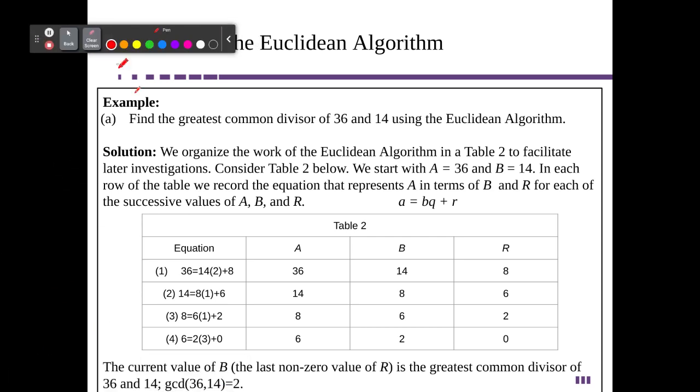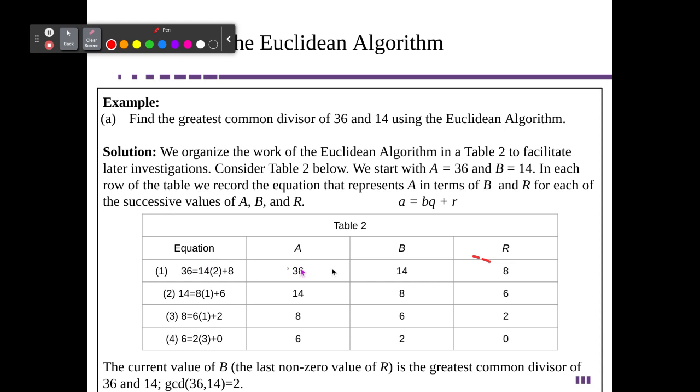All right. So find the greatest common divisor of 36 and 14. Still inside of our wheelhouse, we're just doing it with smaller numbers to make sure we understand. So if that's the case, then 36 is going to be our A, and 14 is going to be our B, and we're looking for a remainder.